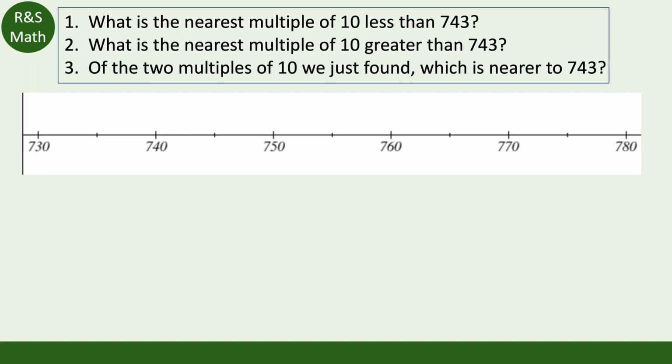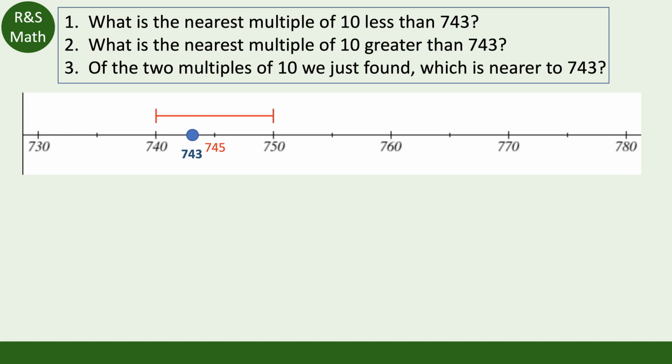Looking at this number line, where would we put the number 743? We would put it between 740 and 750. The tick mark in the middle represents 745, so we will put 743 here. Both 740 and 750 end in a 0, so they are both multiples of 10.